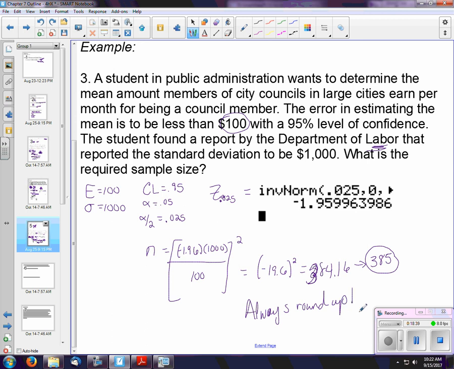So in our next video, we will explore how we calculate confidence intervals for situations where sigma is unknown. In other words, where you do not have your population standard deviation. See you in the next video.